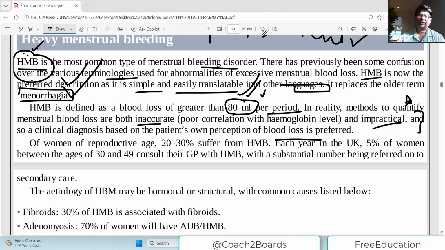Patient will tell you that previously it used to be this much number of pads I need to change. Now it's this much number. So I'm telling you, I feel this is heavy. You have to go with that, right?